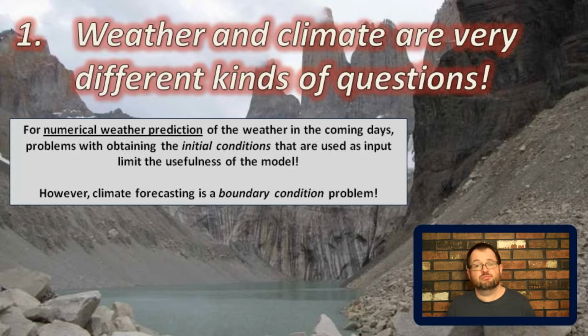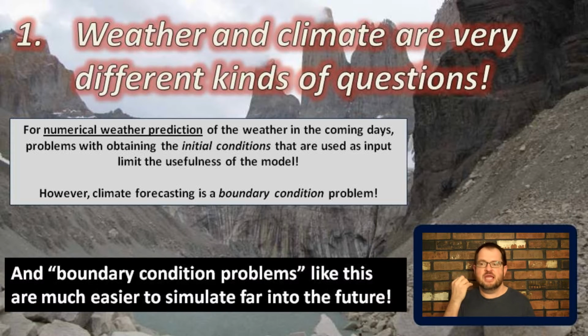The climate that the climate model ends up simulating depends on the boundary conditions: output from the sun, greenhouse gases in the atmosphere, albedo of the Earth, changes to the orbit of the Earth, although changes in the orbit of the Earth don't happen on a human lifetime. Those are more like geologic time. And it turns out these kinds of boundary condition challenges are much, much easier to simulate farther into the future than an initial value problem is.